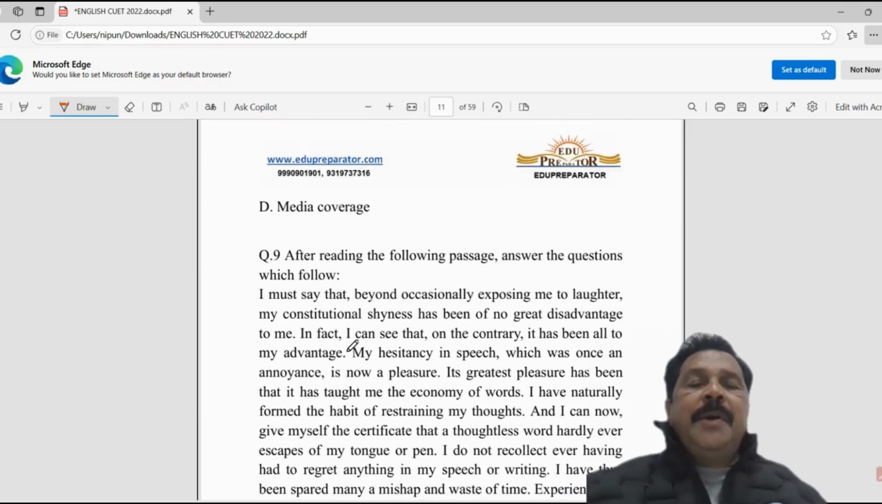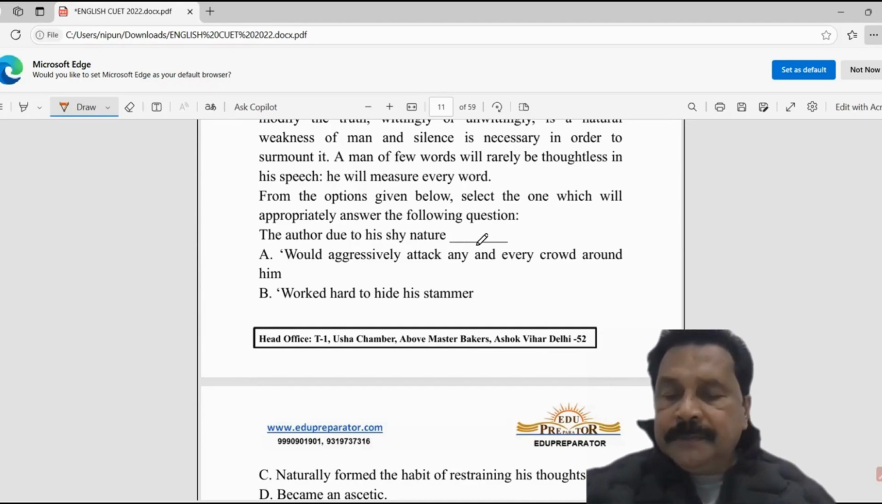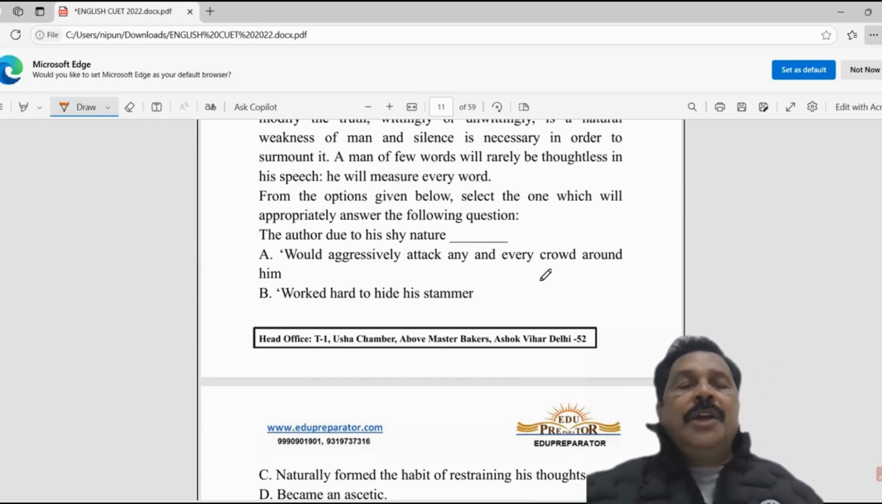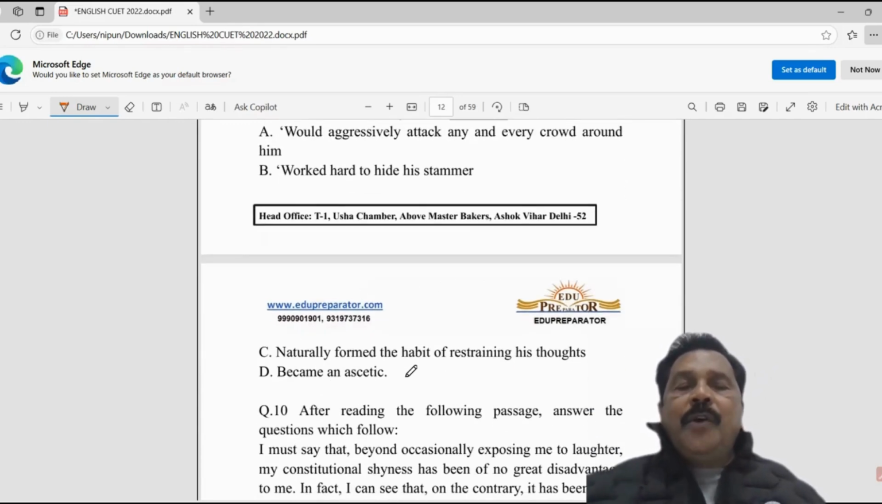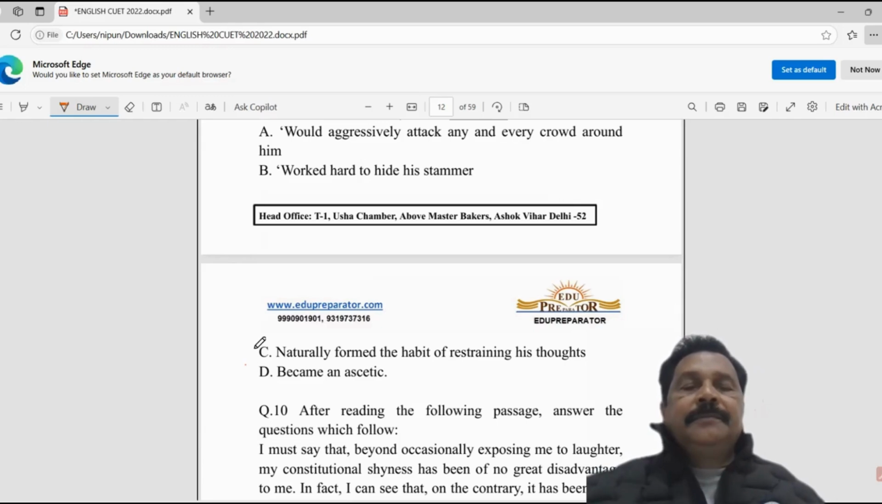Now the next question is from the same passage again. The words aggressively attack, from the options given below, select the one which will appropriately answer the following question. Would you aggressively attack an ant, every crowd around him, work to hide his stammer, naturally form the habit of resenting his thoughts, become an ascetic? And the option is C. Naturally form the habit of resting his thoughts.